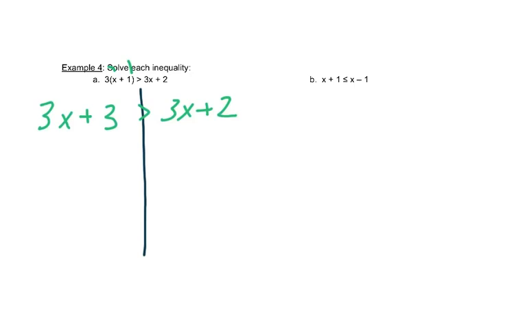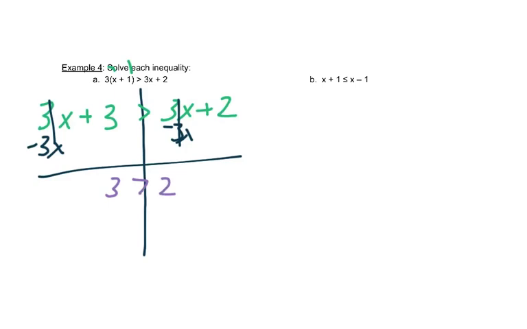Let's look at the next problem. So in part A, we'll do the same sort of thing. Again, just like when we had equations, we need to get rid of those parentheses first. So we'll distribute the 3, and we get 3x plus 3 is greater than 3x plus 2. So first thing we would do is subtract 3x from both sides. But you notice it cancels out on both sides, which is a little weird when we get 3 is greater than 2. And 3 is always greater than 2.